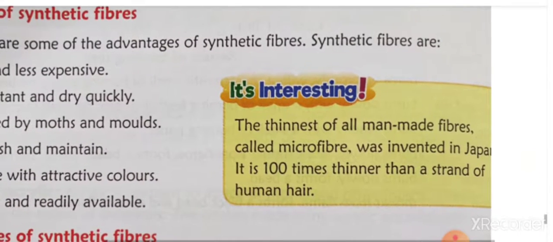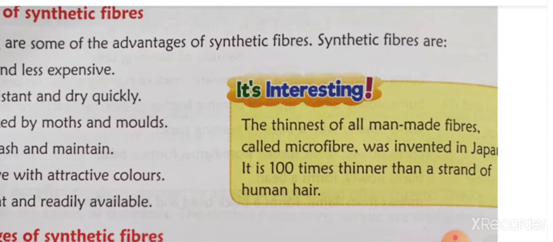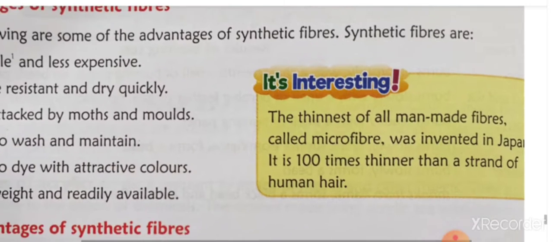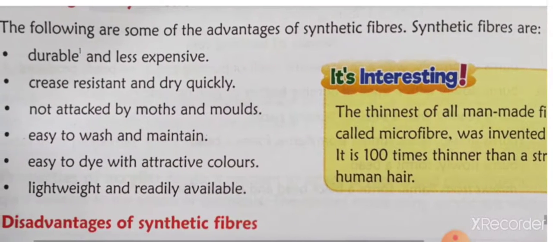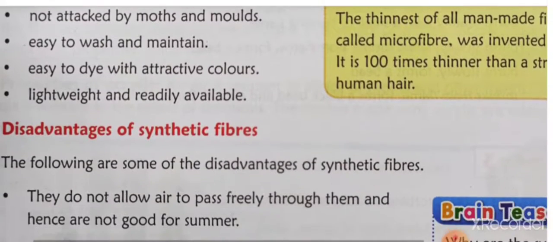Now an interesting thing: the thinnest of all man-made fibers, called microfibers, was invented in Japan. It is 100 times thinner than a strand of human hair. So you can imagine how thin it will be. Now we'll see disadvantages of synthetic fibers.